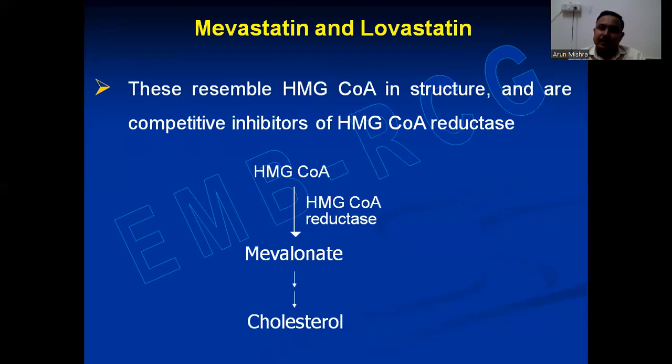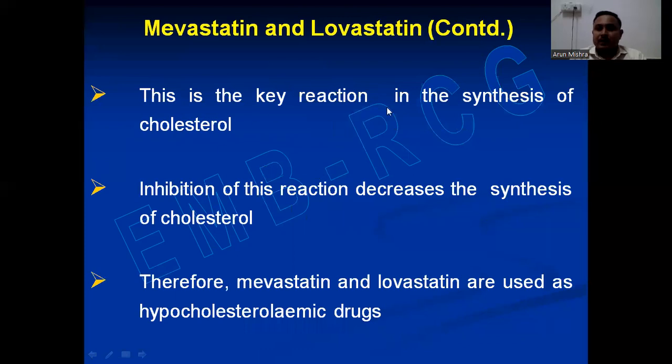Next is mevastatin and lovastatin. These two are basically cholesterol or lipid controlling drugs. These resemble HMG-CoA in structure, and they are competitive inhibitors of HMG-CoA reductase. HMG-CoA reductase catalyzes a reaction which leads to the formation of mevalonate and ultimately cholesterol from HMG-CoA. This is a key reaction in the synthesis of cholesterol. Inhibition of this reaction decreases the synthesis of cholesterol. Therefore, mevastatin and lovastatin are used as hypocholesterolemic drugs as they stop the formation of cholesterol.